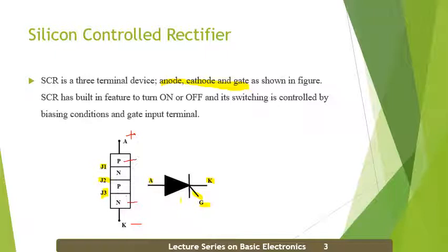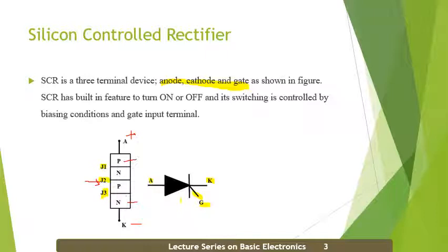So because of this, junction J1 is forward biased as well as J3 is forward biased, whereas this N layer gets a positive terminal and this will get a negative terminal, because of which J2 will be reverse biased. So because of the reverse biasing of J2, the conduction of the SCR will not happen. Okay, so this is an SCR which has three terminals: anode, cathode and a gate.